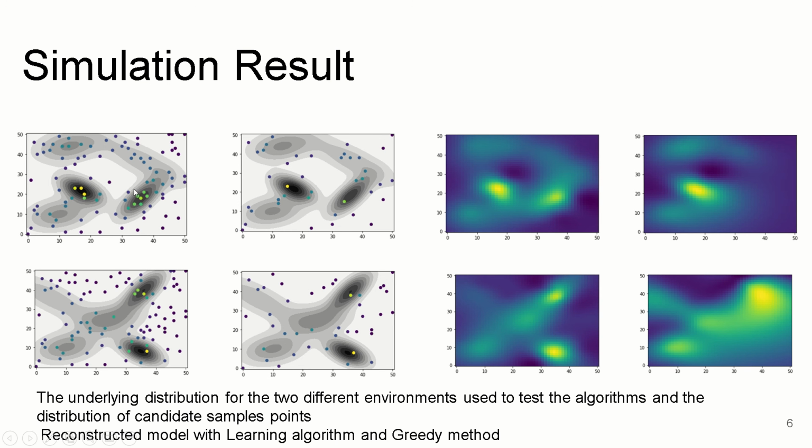And here you can see how it works. For example, in that picture, you can see the underlying model and also all the 100 sample locations. And these are the locations that our robot finally found to be better and critical to visit. And this is the model that has been reconstructed by our algorithm, and this is the one that has been constructed by the greedy algorithm.